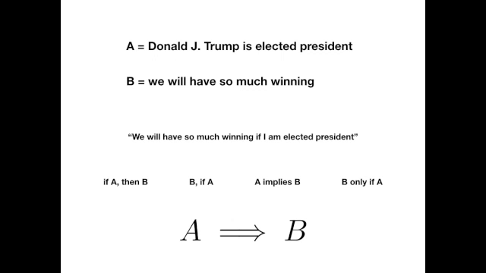Now we're going to check the truth value of that statement, but under 4 different circumstances. Let's break down what he said. We will have so much winning if I'm elected president. That is, the statement A is Donald J. Trump is elected president, and B is we will have so much winning. Then we're saying A implies B, or if A, then B.